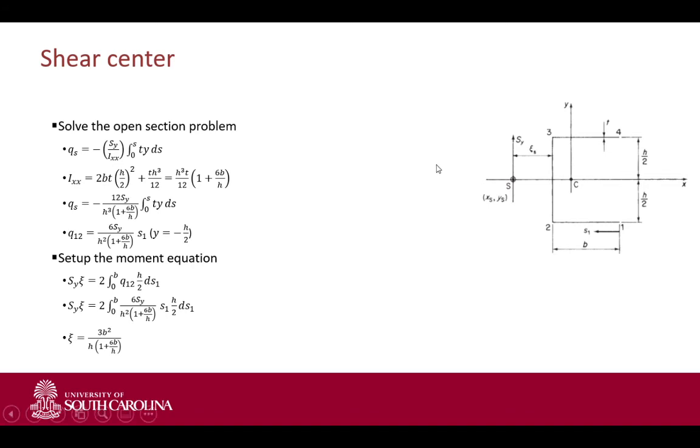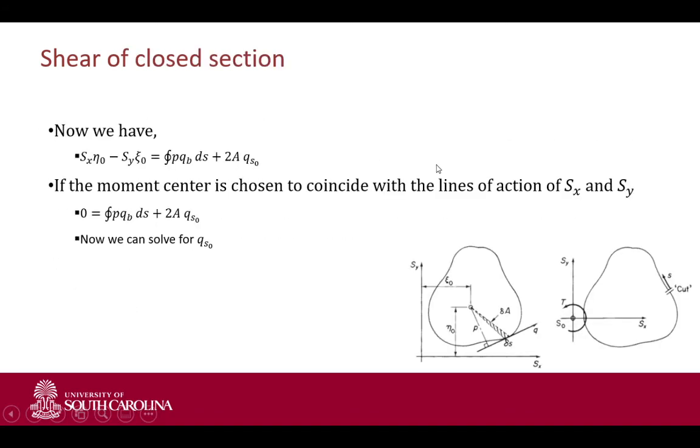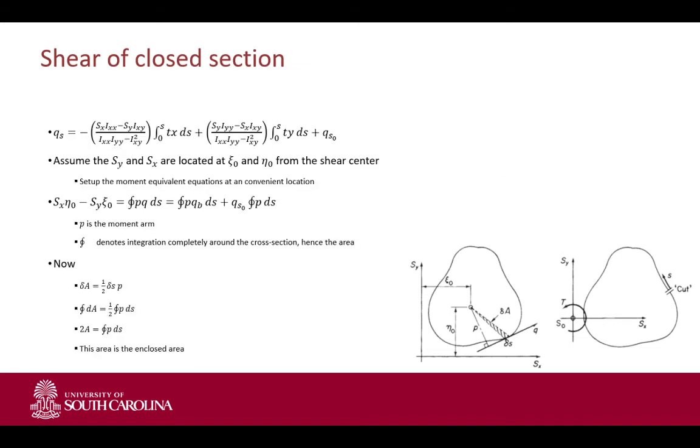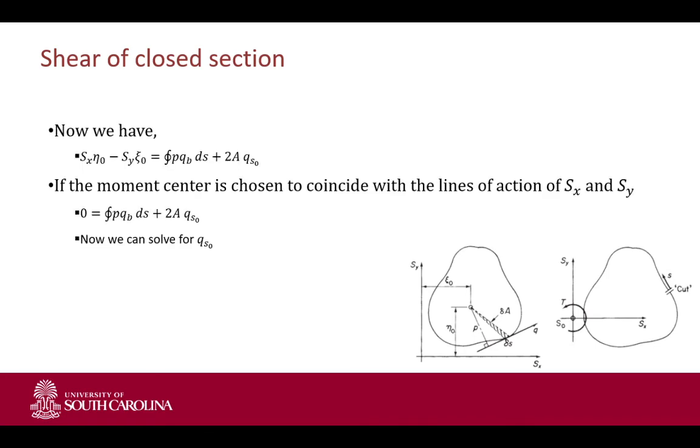Okay. So yeah, this was how we solve a closed section. We basically make a cut. Once we make a cut, we can solve the open shear flow sections, and then we have to correct for the presence of a cut in order to close it again. In that case, we defined a correction shear flow, and the correction shear flow basically equals 2 times the enclosed area.